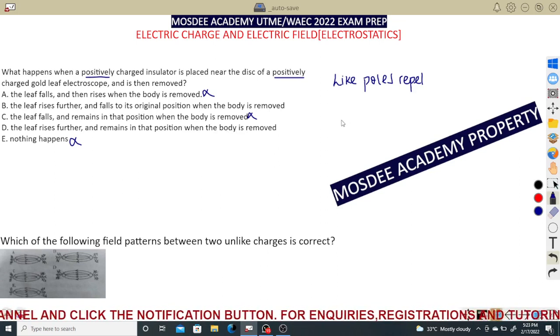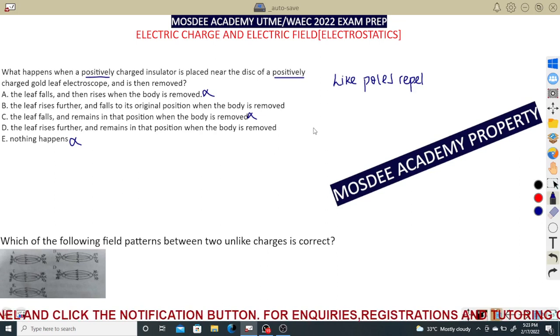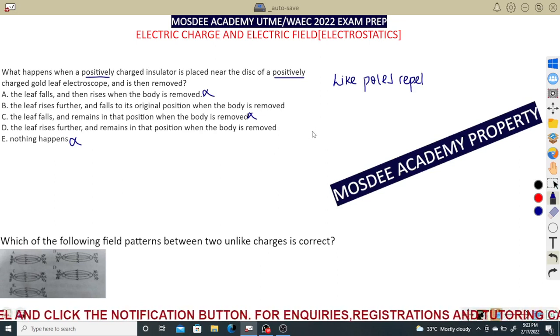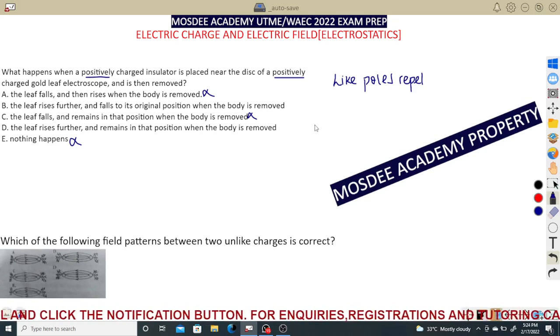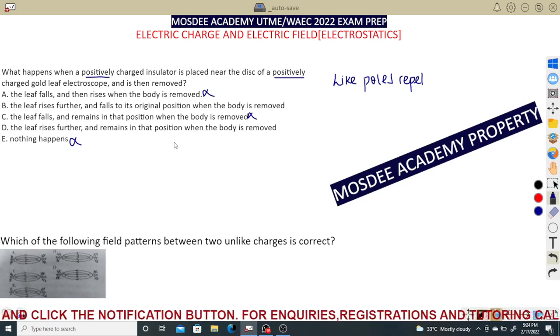We are talking about divergence now. When the body is there, you understand, the positive charge is distributed to the leaf. The moment the body is removed, you know what it means. The charges will be going down. They will be reducing. And when they are reducing, what happens? The leaves go back to where they were at the initial position.